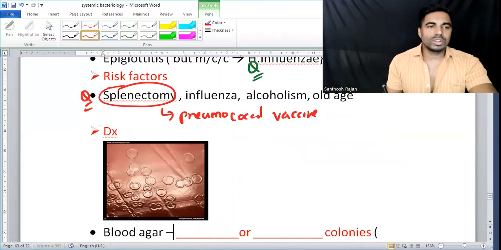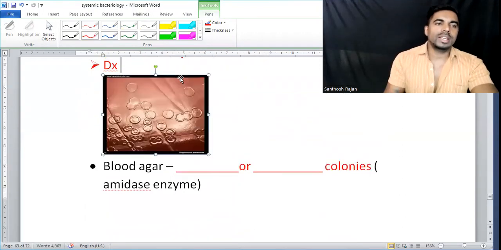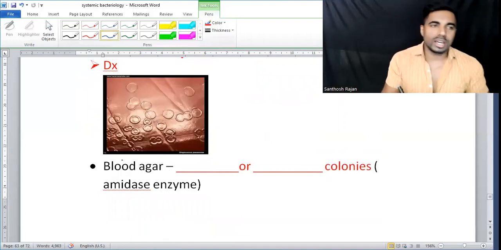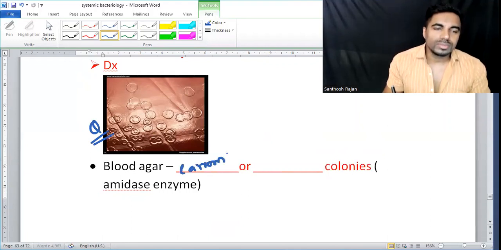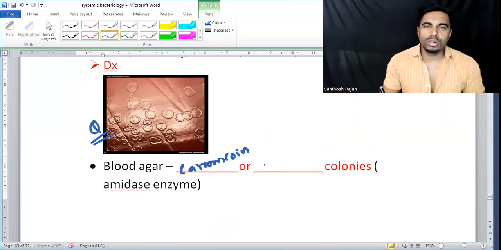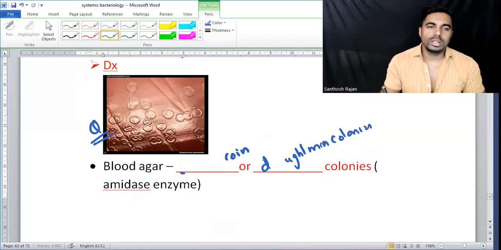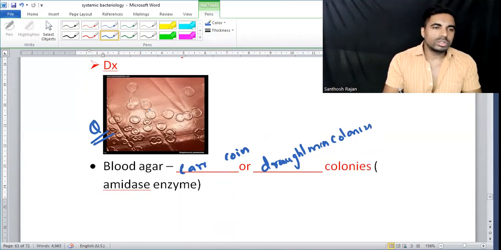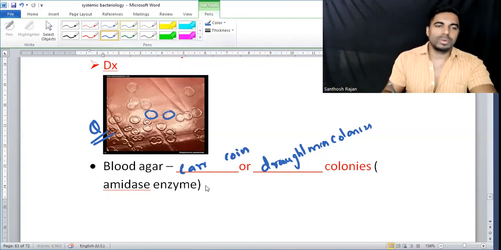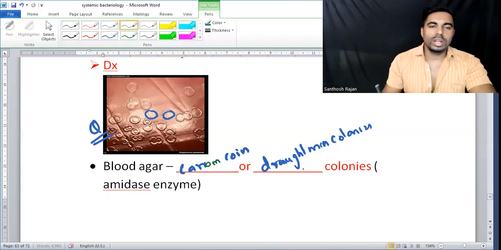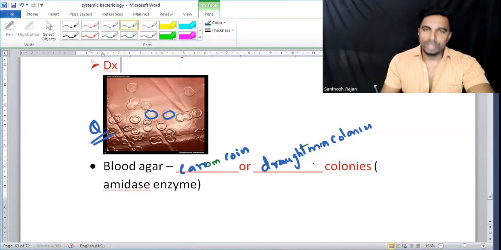Okay, now. What is this colony? Typical colony. This colony can be asked in your exam. Either gram ka lanceolate shape par aa sakta hai, nahi to they'll ask you, what is this? How it looks? It looks like a carom coin. Carom coin, or we also call it Draughtsman's colony. Okay, that's it. So, it looks like a very perfect carom coin colony. This is because of the enzyme called amidase. Carom coin or Draughtsman's colony. Important question frequently asked.